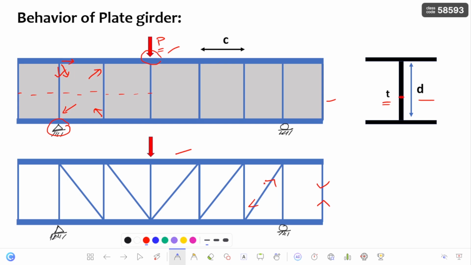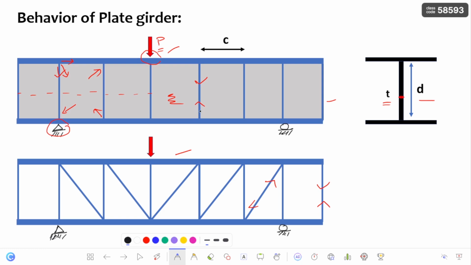In a similar fashion to the truss, the plate girder is going to behave. So the compression is resisted by the stiffeners, and the tension is resisted by the web itself. So this is the behavior of the plate girder. I have already discussed it in the old video, but let me give the summary of the behavior of the plate girder so you can better understand the shear strength of the plate girder. So let's get into the shear strength of the plate girder.